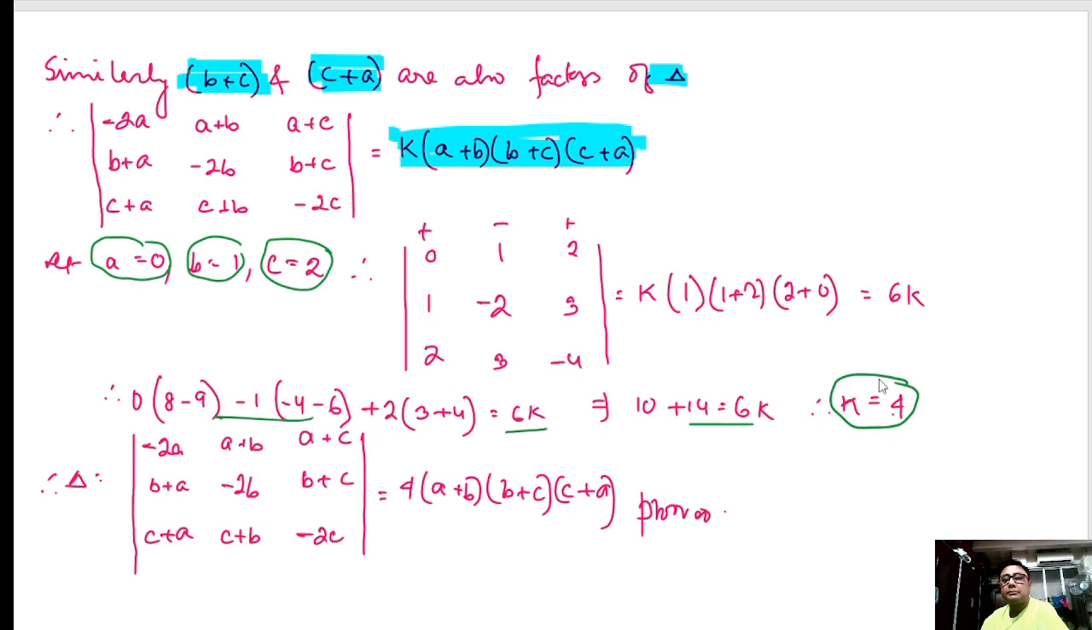K is this. Now we have to put the value of K. So we have to find the value of K. So our determinant becomes this. The determinant on solving, the answer comes this, because K is taken as 4. Clear?